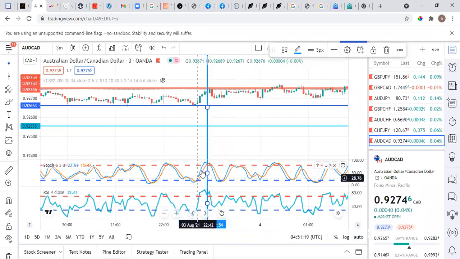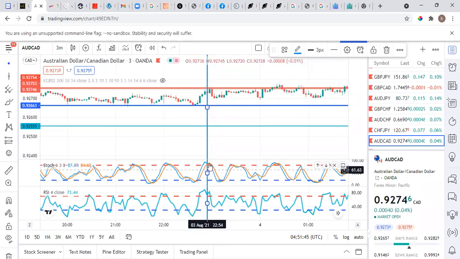Okay, so if you're looking for a sell, you want this blue and red line to cross up, to cross above the red line, the resistance line here. Okay, so when it does, you are looking for a sell because it's definitely going to come back down.